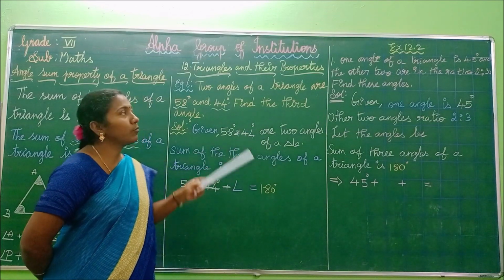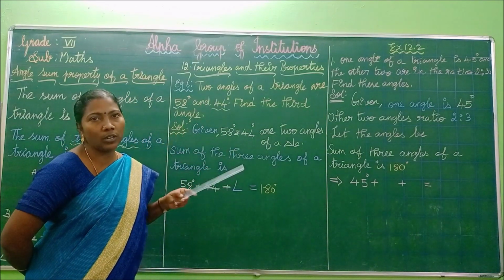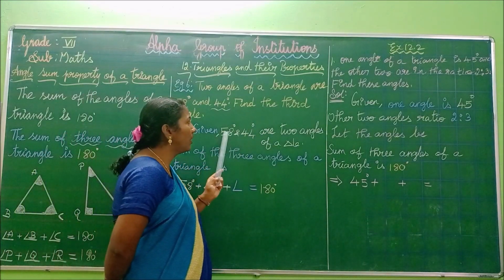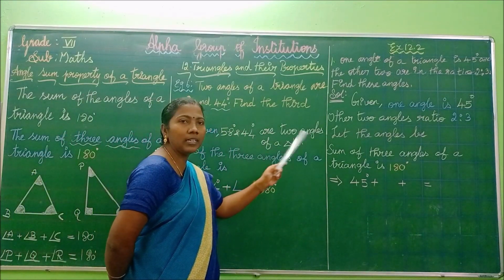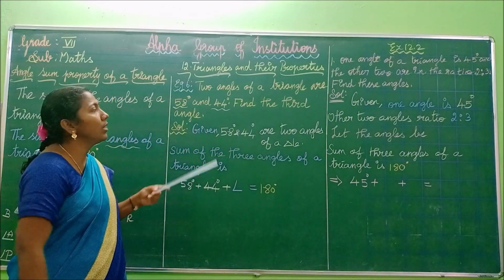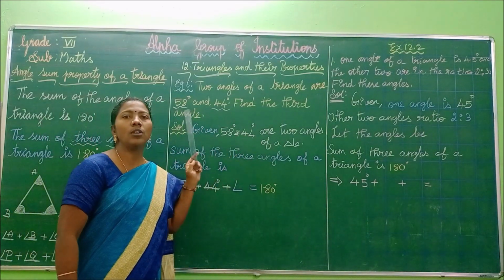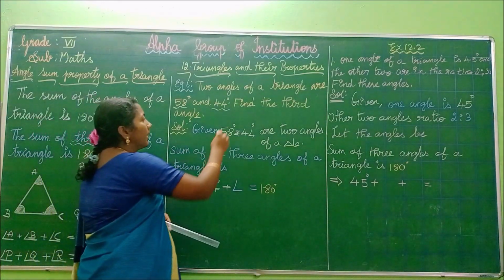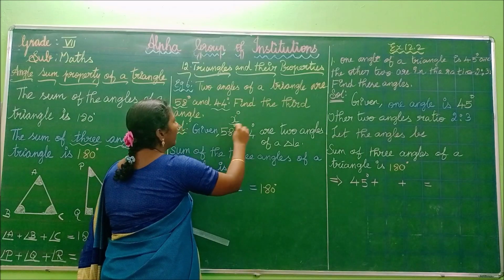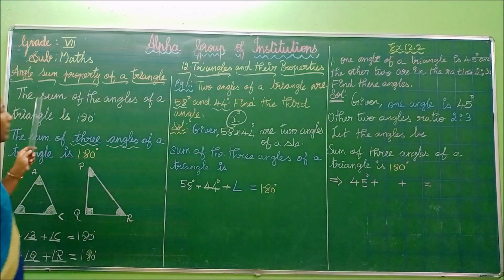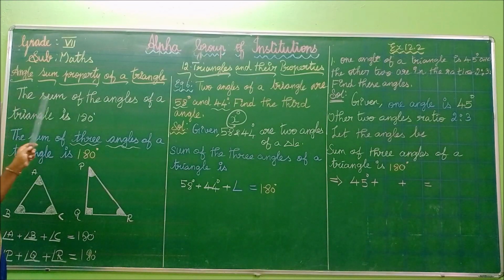For the steps of doing this sum, you have to refer to your classroom. I have written them on the board shortly. So 58 degree and 44 degree are the 2 angles of a triangle. We have to find the third angle. Usually we take the unknown as a variable. Here I have taken the unknown as x degree. So we have to find the third angle x degree. We know this property. What is the property? The sum of the angles of a triangle is 180.